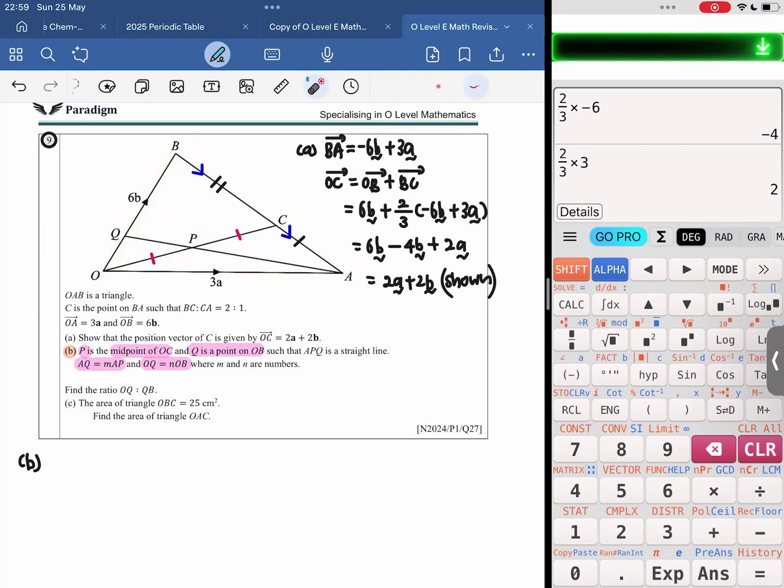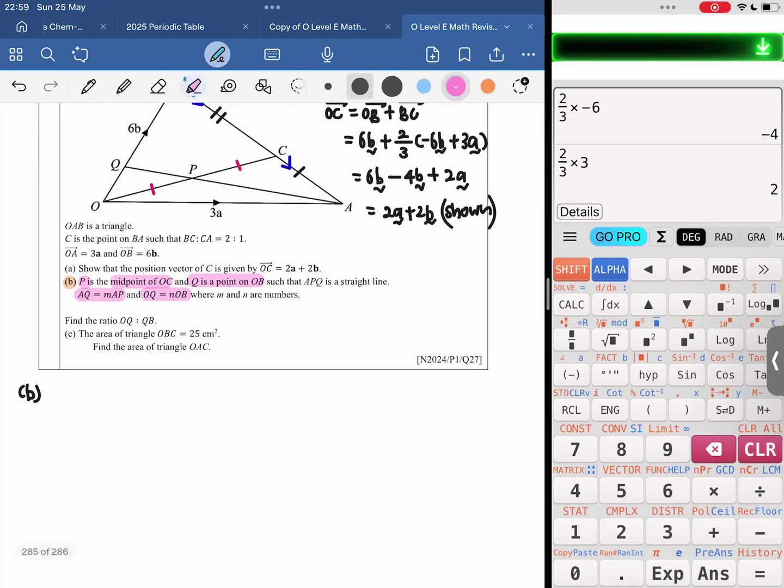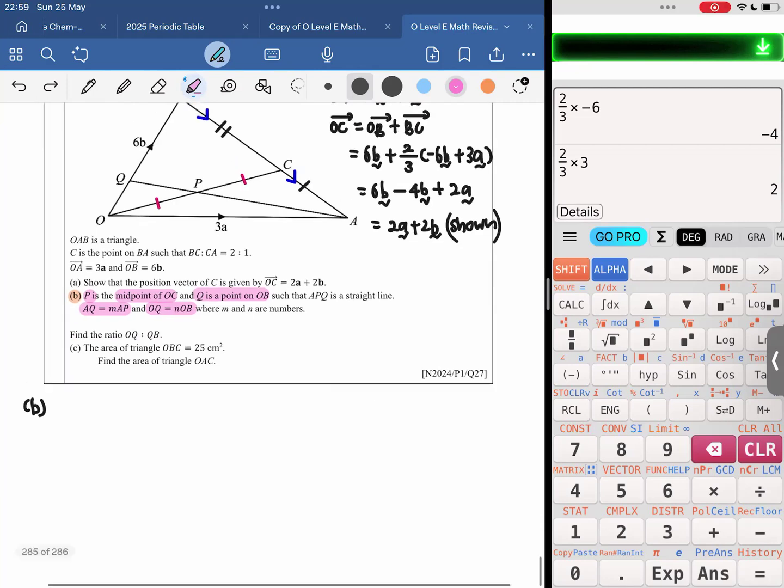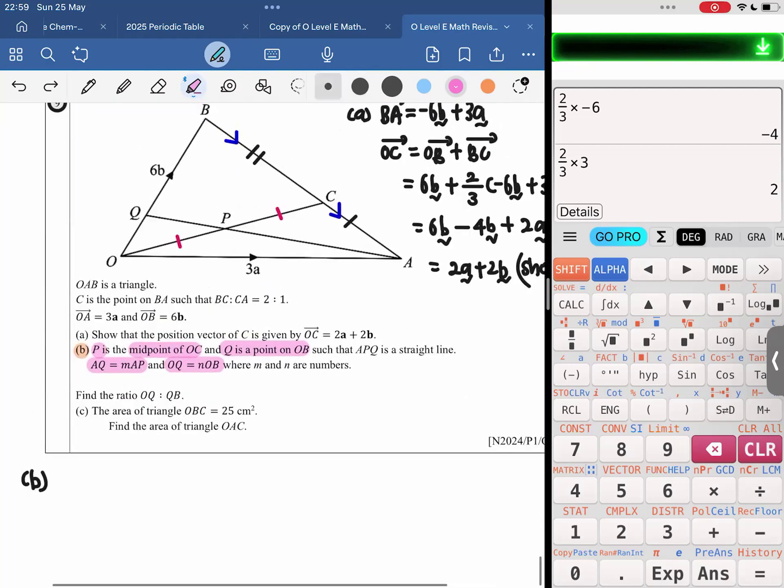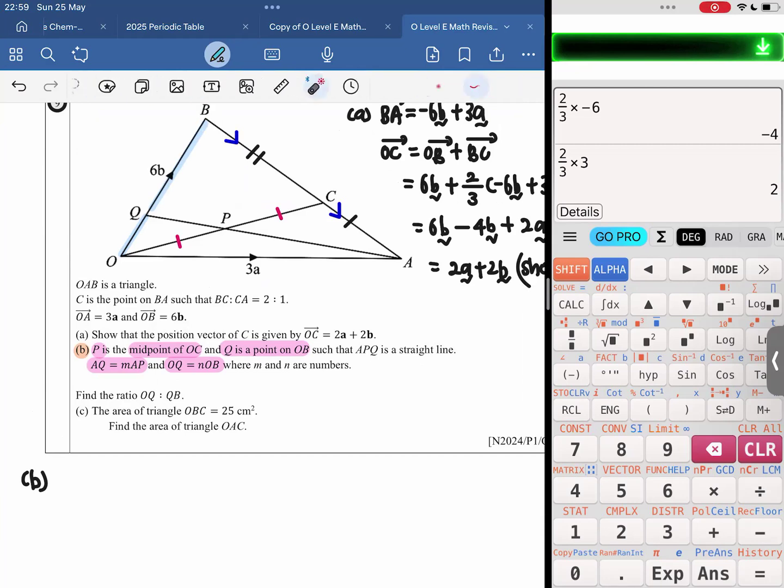What the question wants me to do is find the ratio of OQ to QB. Let me just highlight it. They want me to find OQ to QB from here. Because it's a little bit like you're stuck, with nothing to do, you're going to make use of something that is given to you. Let me start with the first given information, which is AQ is actually M of AP. Remember, M is just a scalar.